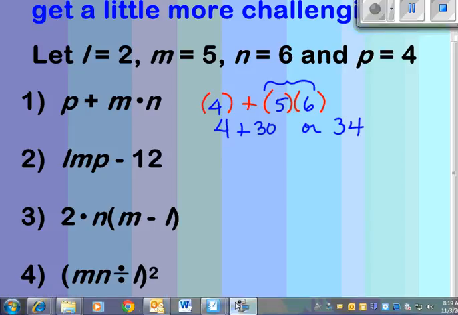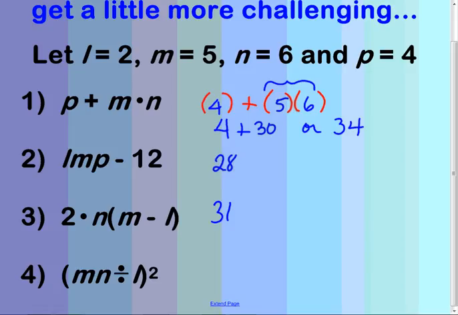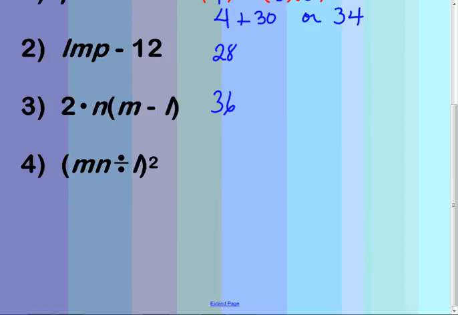Work on these. Let's have some people put these up. How about that? Okay. Adine, what'd you get for number 2? 28? 3. I don't know if it's right. What'd you get for 3? Dominic? 36? How about the next one? 225. So you guys, do they think they're right or not?